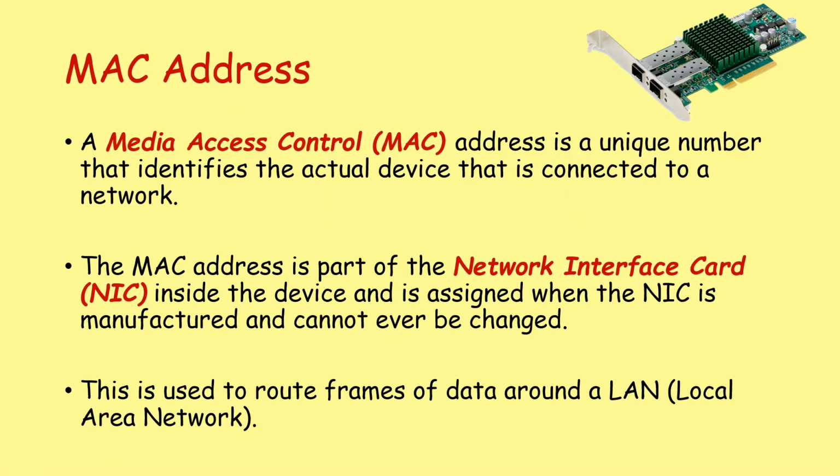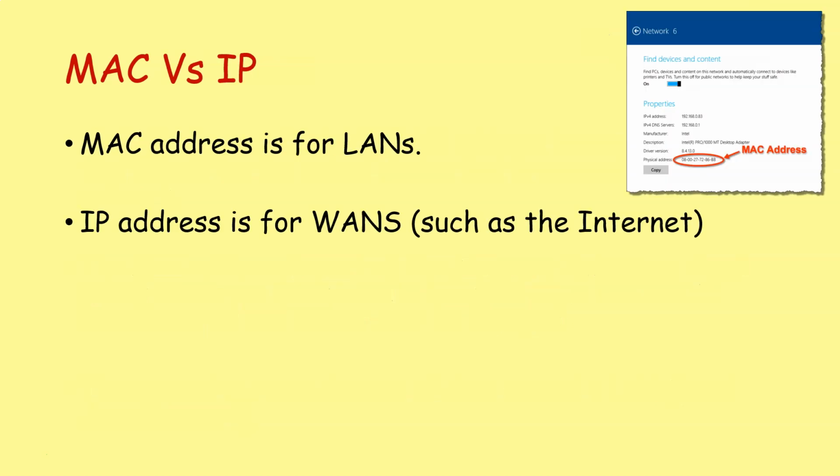Because we're talking about IP addresses, I'm just going to talk a little bit about MAC addresses as well. That's Media Access Control. This is a unique number that identifies the actual device that is connected to a network. The MAC address is part of the network interface card, the NIC, which is inside your device, usually built into the motherboard nowadays, and this number is assigned when the NIC is manufactured and cannot be changed. This is used to route frames of data around what we call local area networks. Put very simply, MAC addresses are for local area networks, IP addresses are for wide area networks, for example, the internet. Don't get them confused in the exam.